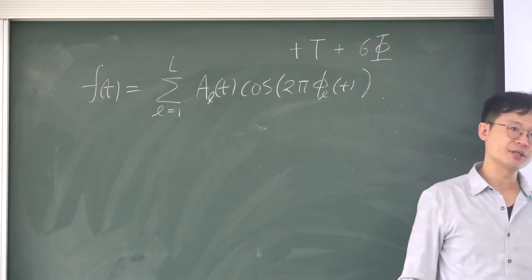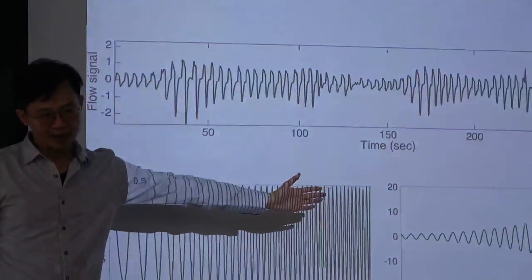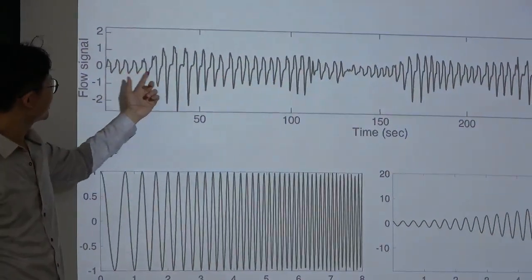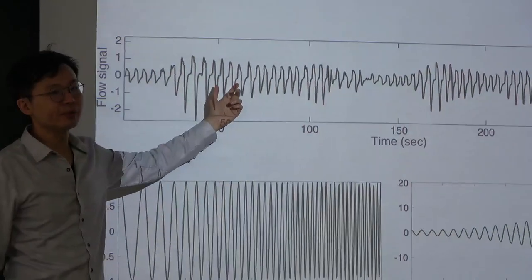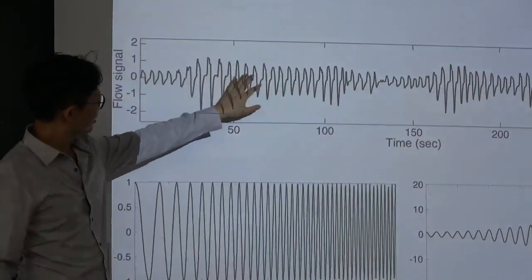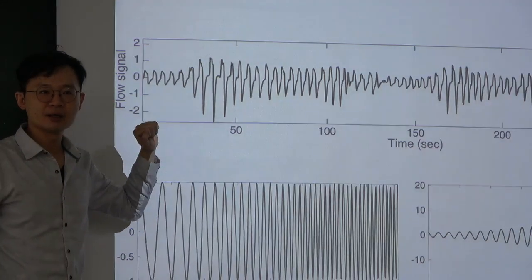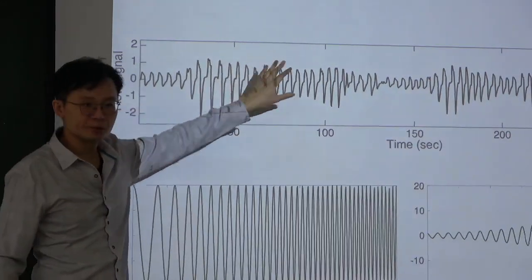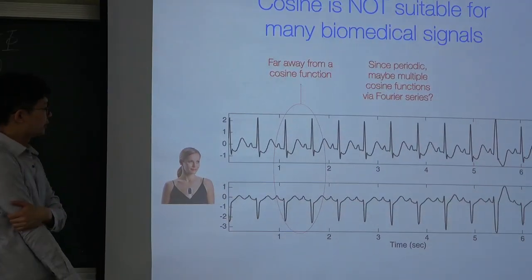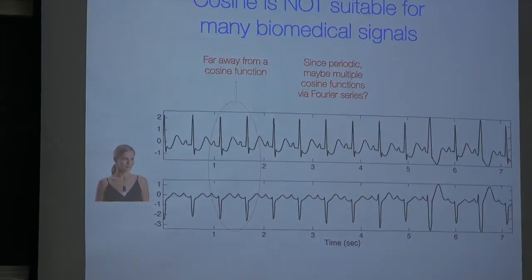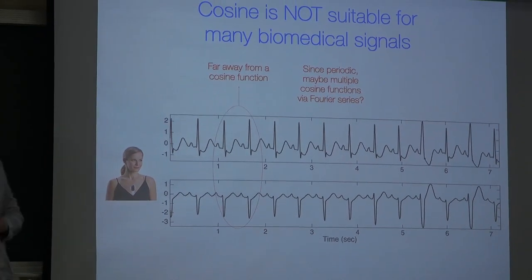If you pay attention, yes, these two guys behave like cosine. But does this signal behave like a cosine function? That is something we can argue. Anyway, that is the first question I want you to think about: is it a good idea to use cosine? Now I give you another example showing that cosine is actually not suitable for many biomedical signals and many other signals.